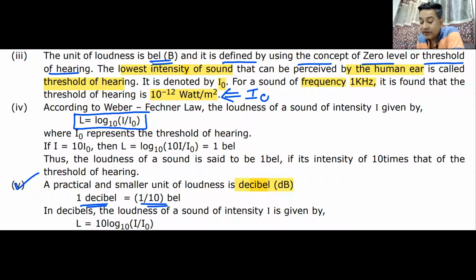If the intensity that we are hearing is 10 times I naught, 10 times the minimum value that can be heard, then the loudness will be log to the base 10 of 10 I naught divided by I naught. The 10 will get cancelled. Log of 10 to the base 10 will be 1. So the loudness will be 1 bel. So when we say that the intensity of the sound is 1 bel, it is the intensity which is 10 times the threshold of hearing. Do we understand this?